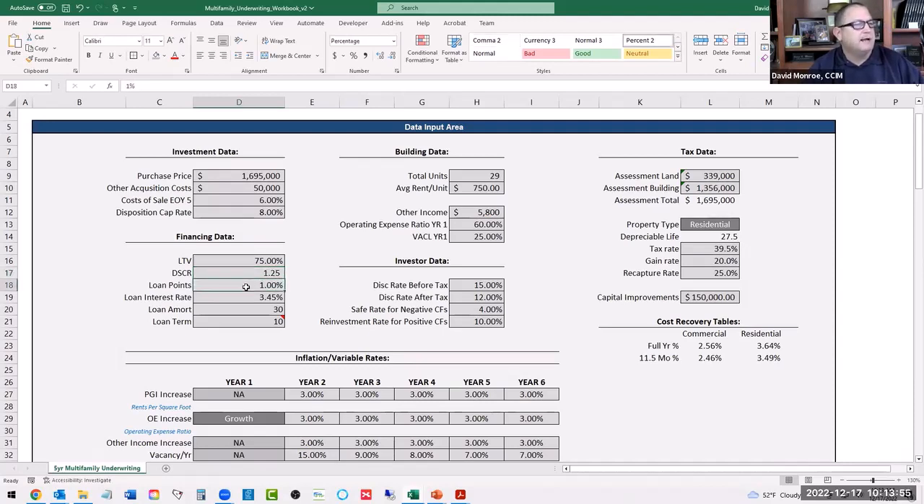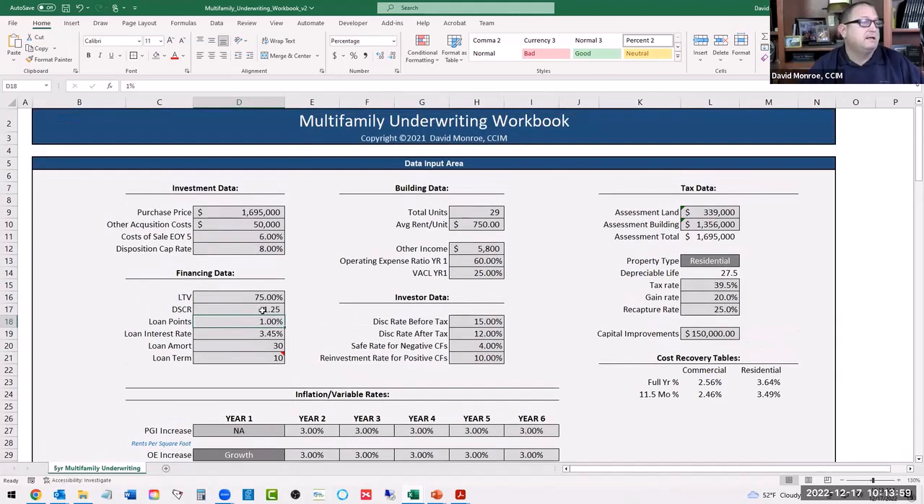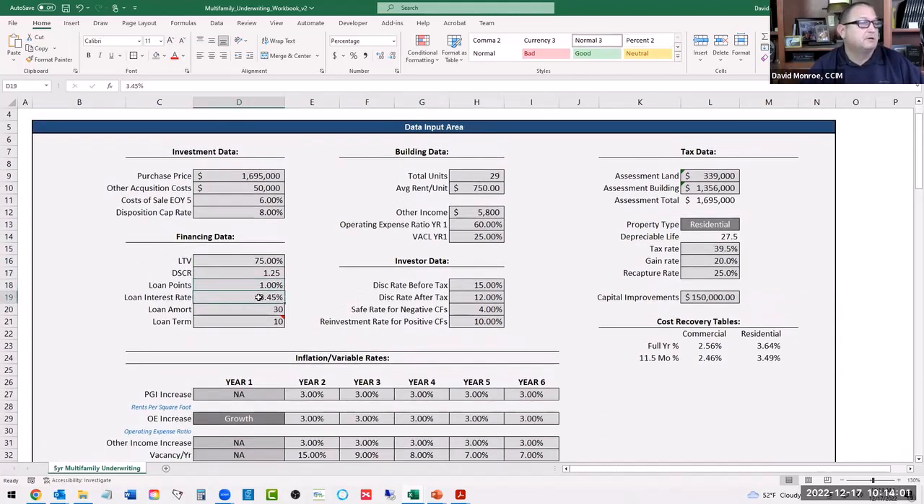I'm assuming I'm going to have 1% in loan points. This was done a couple of years ago. So I've got interest here at 3.45. So let's make this more appropriate for today. Let's do 6.75. I got loan amortization of 30 years.